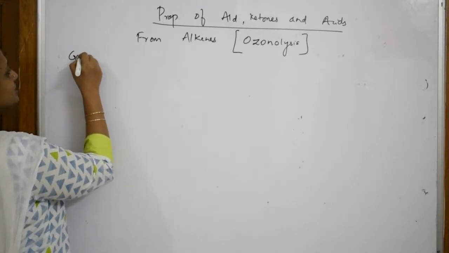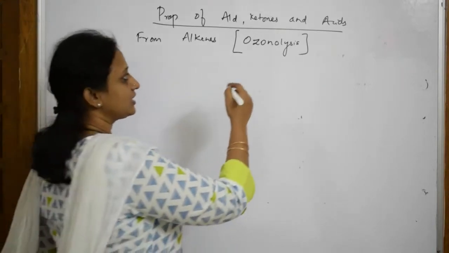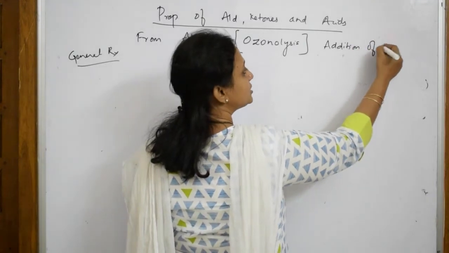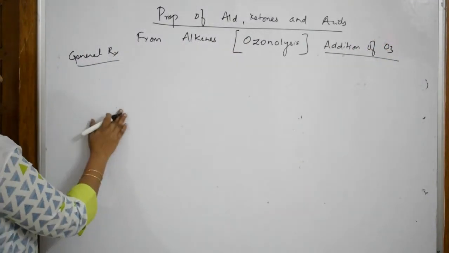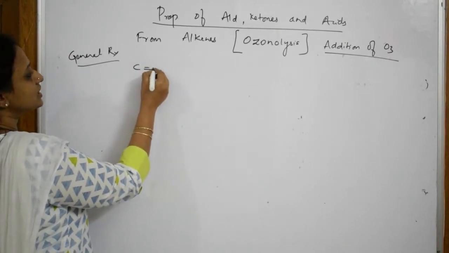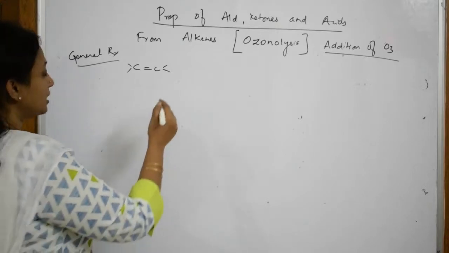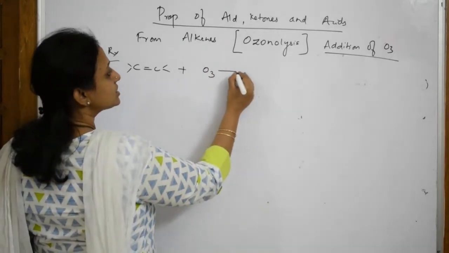Basically, let me write the general reaction. So what actually is ozonolysis? If I just speak, it is the addition of O3 or ozone around a double bond. Now let me pick up a general alkene. I'm not mentioning any particular group, I'm just generally writing it. Now I'm going to add ozone to this. How is this going to add?